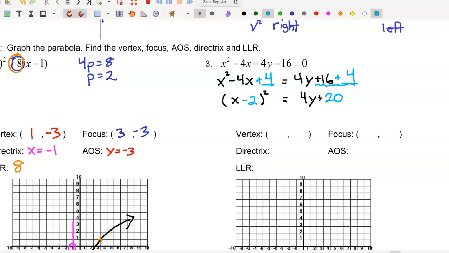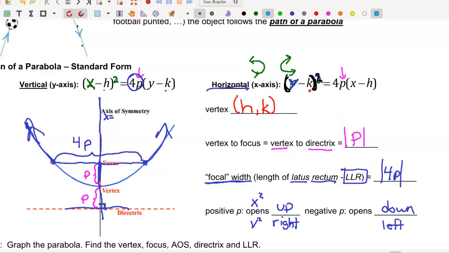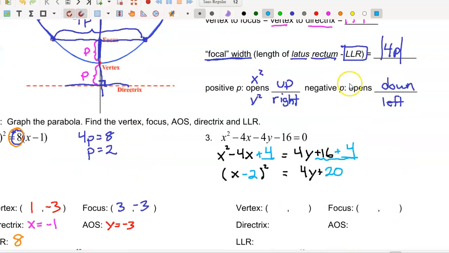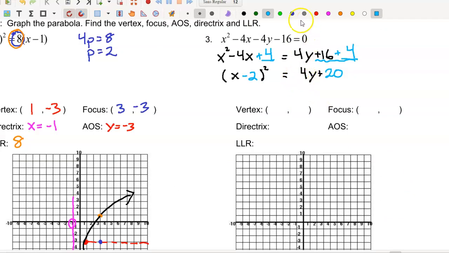And the last step is, if you look at the format once again, you can see that this has no number, right? So we want to factor out whatever is in front of this variable. In this case, it's a 4, so let's factor out the 4. So now we have y plus 5 on the right, and we have the x minus 2 squared on the left.